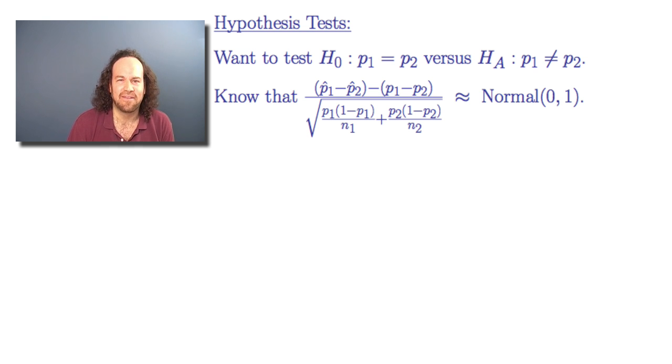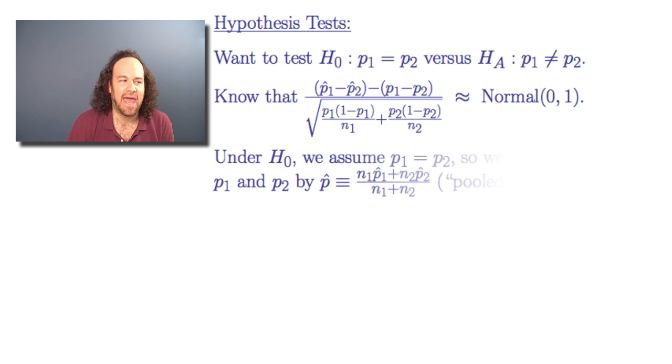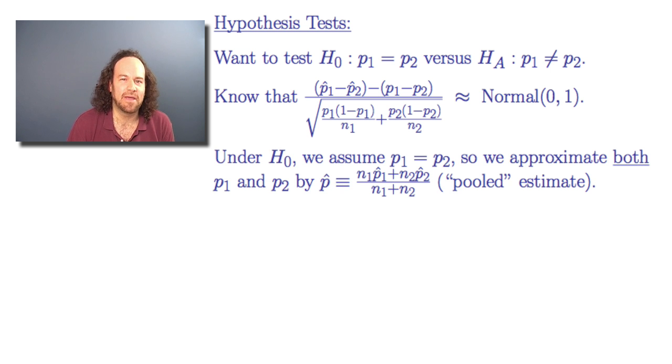But in this case, if we're testing hypotheses and we want to compute probabilities under the null hypothesis, we can use the fact that we're assuming then that P1 equals P2. And in that case, we would approximate both P1 and P2 by their pooled estimate, that is this P hat, which is the total number of successes in both samples divided by the total size of the two samples together.